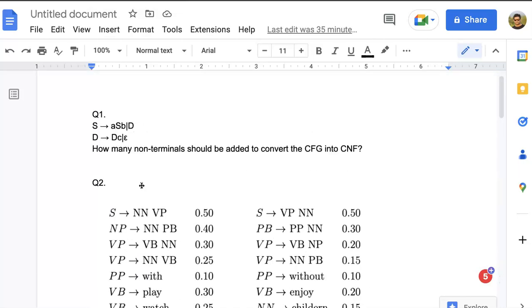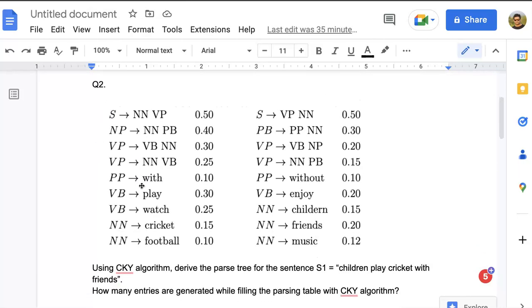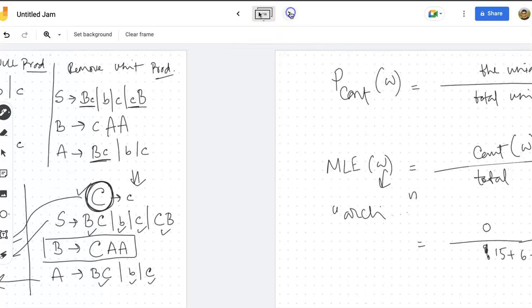So now let's go to the CKY algorithm to derive the parse tree. In the CKY algorithm, what we do is we make a table and check whether the sentence can be derived from a given grammar. So if someone gives you a grammar and a sentence, what do we do?